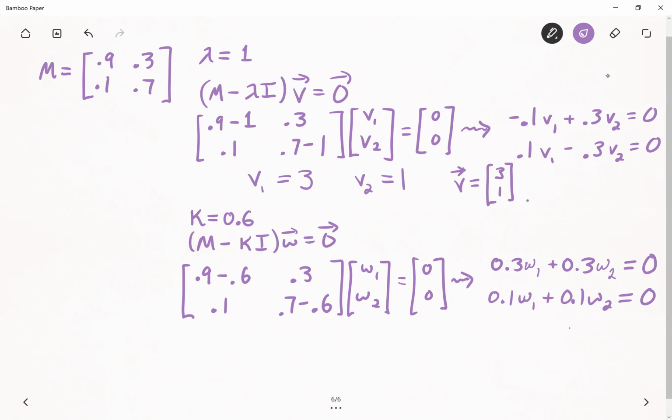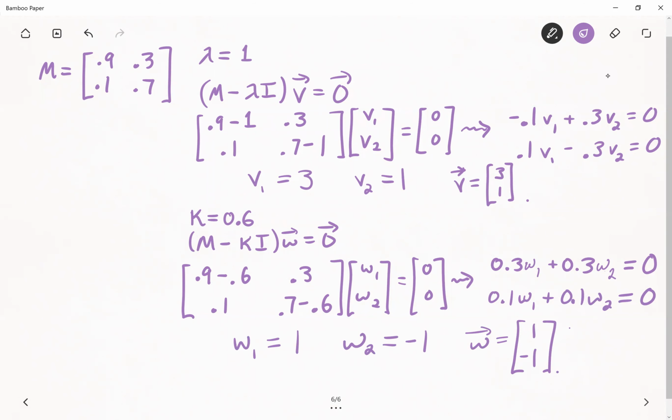And so again, we've got a redundant system of equations, so we have a free variable. Let's pick W1 equals 1. That means W2, to satisfy both of these equations, we would have to choose to be negative 1. And so our next eigenvector is 1, negative 1. Excellent. So far, we have our two eigenvalues, 1 and 0.6, and the associated eigenvectors 3, 1 and 1, negative 1.